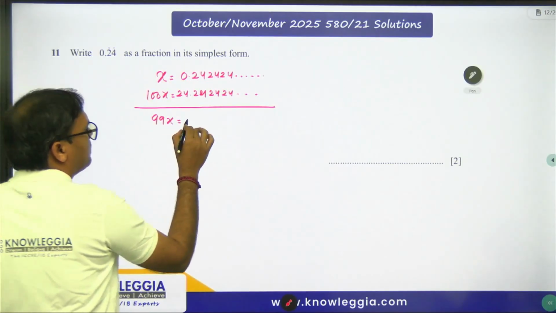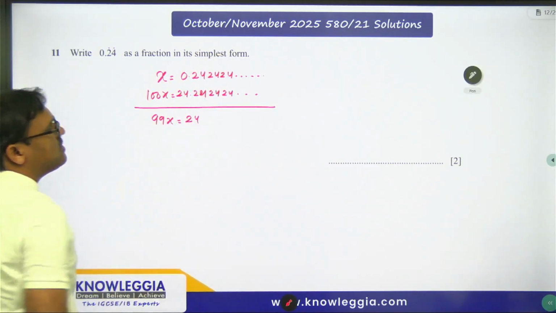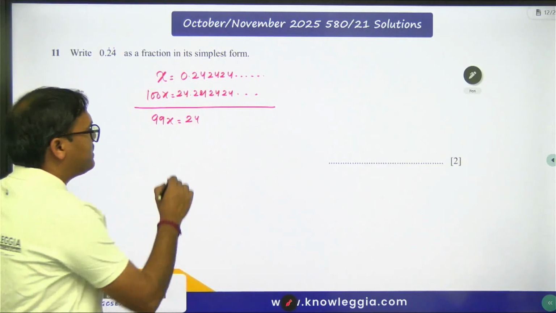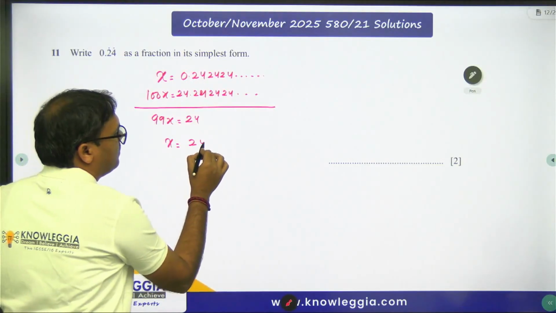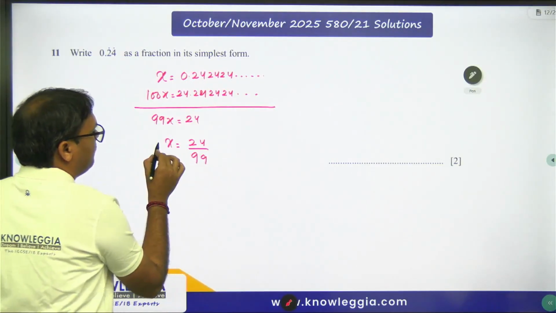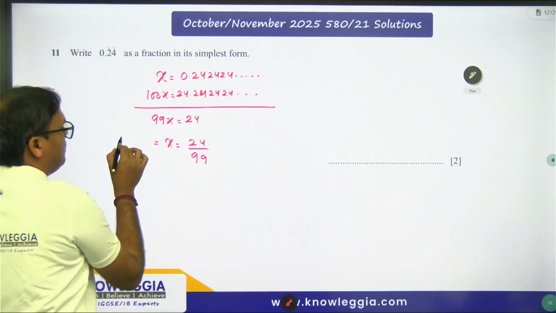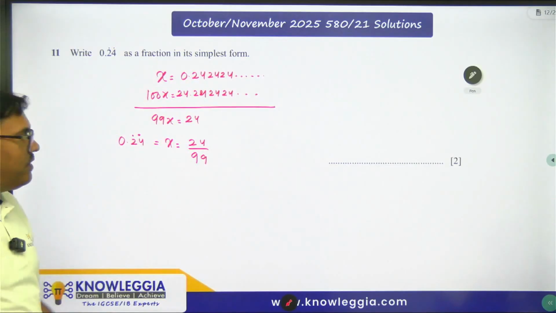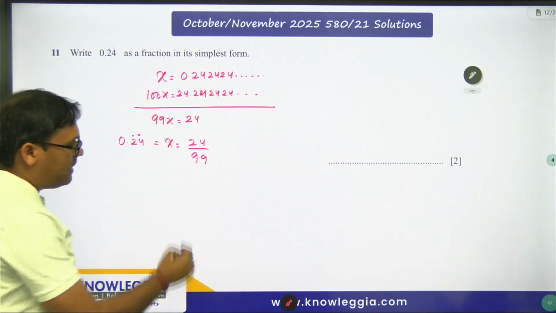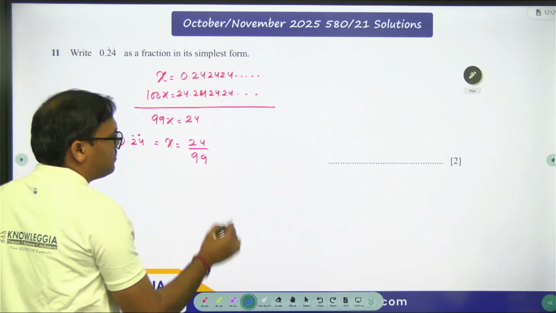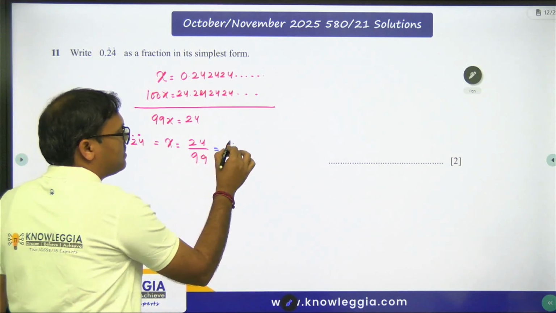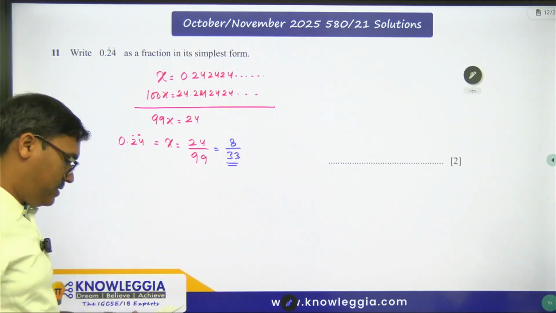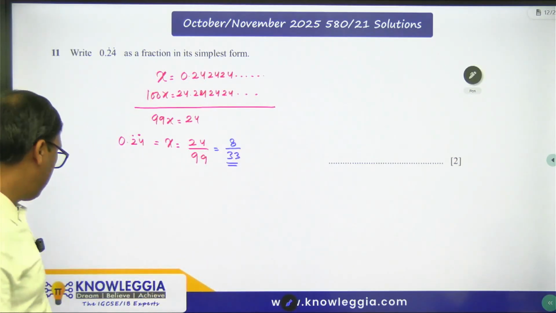This is a very standard question. And if I subtract these two, you can see this is 24. The recurring block will cancel, so this is only 24. So x will be equal to 24 by 99. And we have assumed x is this only, 0.24 recurring. Now, if there is any common factor, you cancel it out. You can clearly see one common factor is 3. If I cancel 3, this is 8 and this is 33. So 8 by 33 is the correct answer for this question.